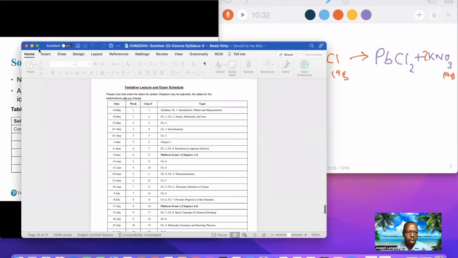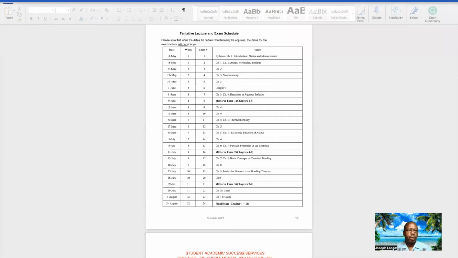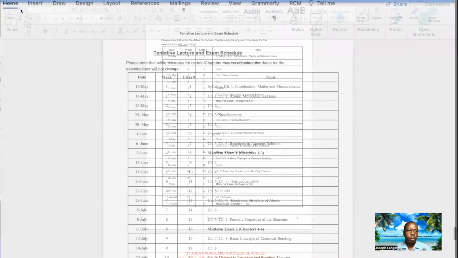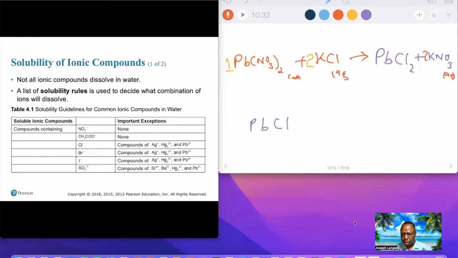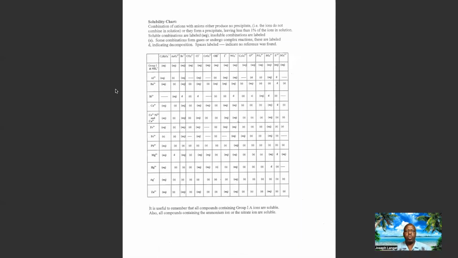Here is the table I want us to learn how to use. This is not what I wanted to share. Yeah, this is what I wanted to show you. And I will allow you to use this in the exam. All right.